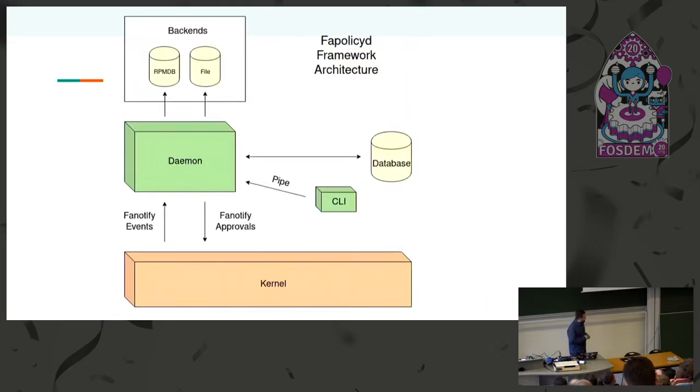This is what the Fapolicyd framework architecture looks like. It has multiple backends, and the most significant part of the project is the daemon itself. When the daemon starts, it loads all data from the backends and saves them into a database, and then it can create a query to verify trust, let's say.